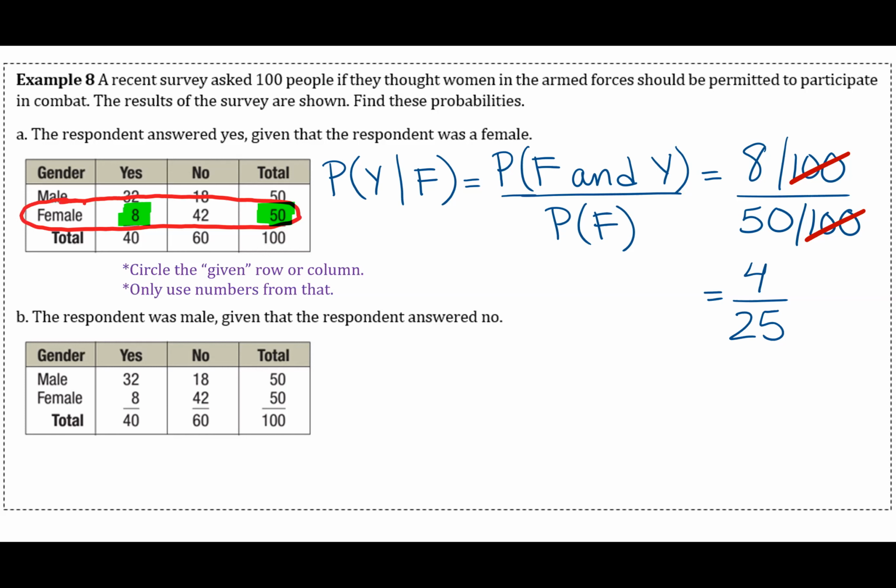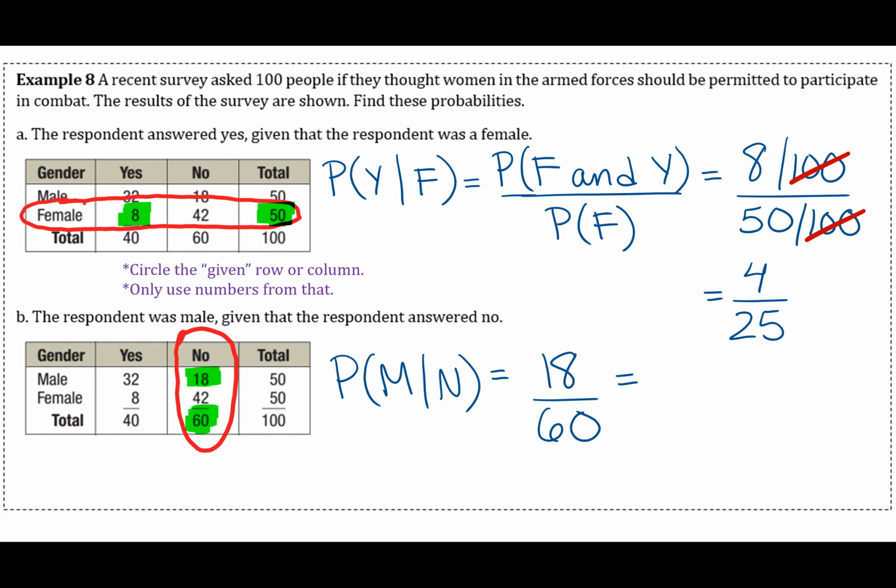Great. So in part B, it says the respondent was male, given that the respondent answered no. So what was given is that they answered no, and so we look at the no column now. Using the trick that Karen just told us, we calculate the probability that they were male, given that they said no. You look at the no column and take the males, which is 18, divided by the total in that column, which is 60. So you get 18 over 60, which is 3/10. Is that good? Yep. Okay.